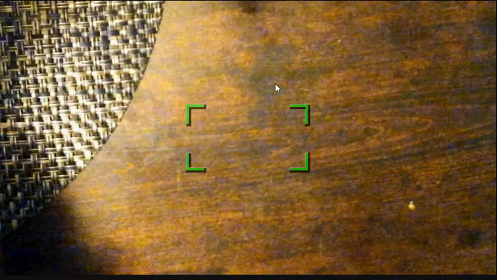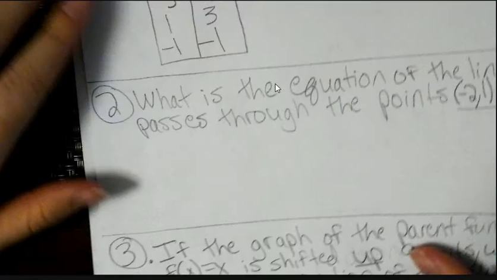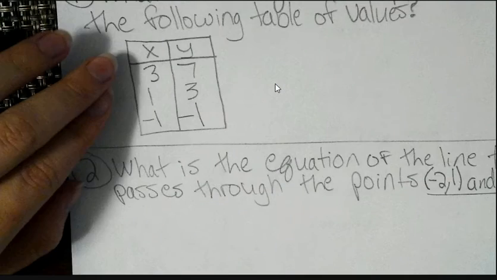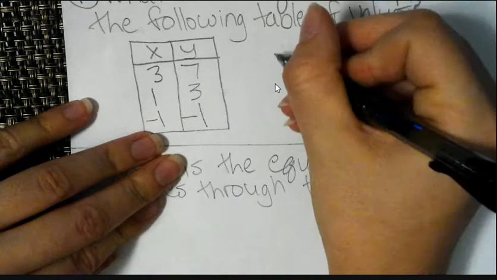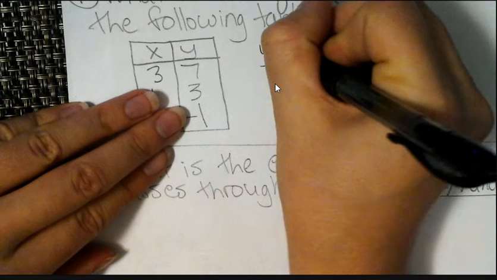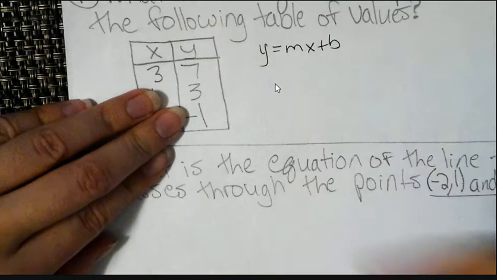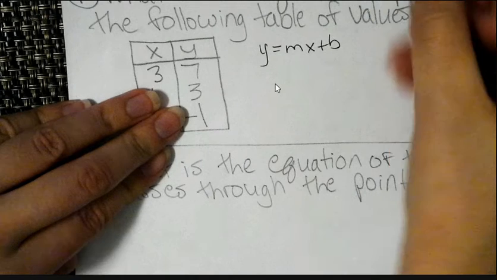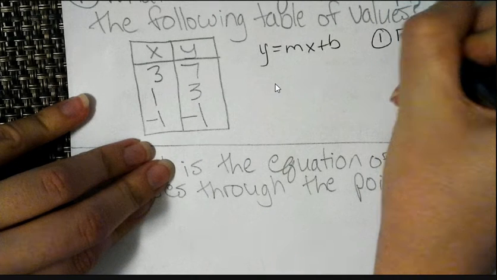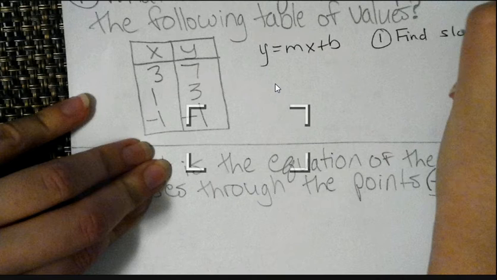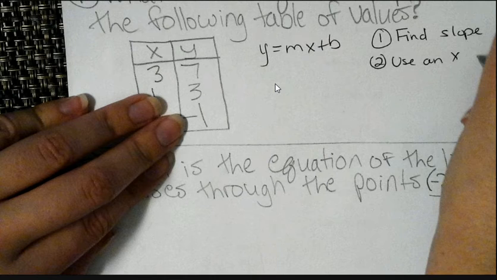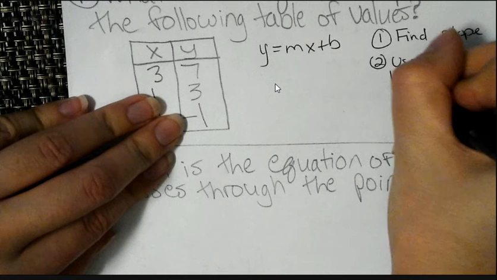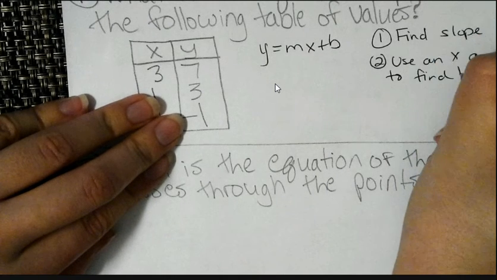After you finish this, you have a practice constructed response to do. So you're being asked to write equations. So I need to write an equation. Whenever you see write an equation, you should think y equals mx plus b. To write an equation, I need to find two things. I'm going to find my slope, and then I need to use an x and y to find b, or the y-intercept.